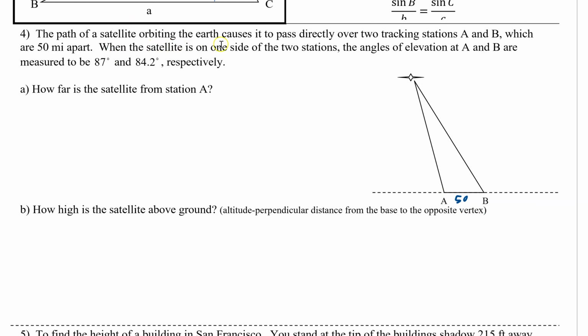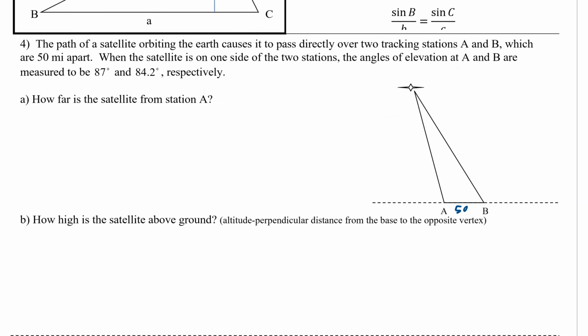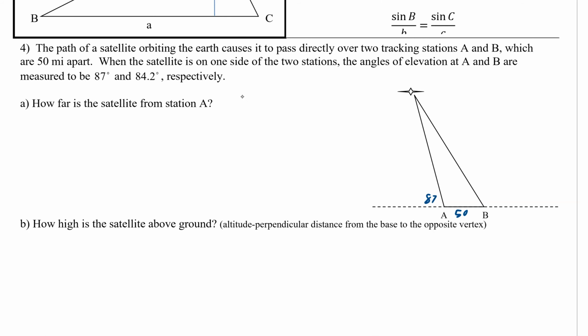When the satellite is on one side of the two stations, just like this picture, the angles of elevation of A and B are 87 degrees and 84.2 degrees respectively. And you can look at them and see that the one on the left has to be taller than the other one. So we can mark them this way. If you remember with our law of sines, the first thing we want to do is fill in that triangle. So let's redraw our triangle so that we have just what we're looking for.